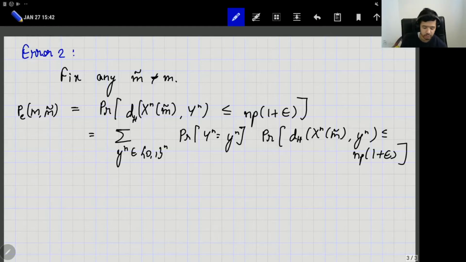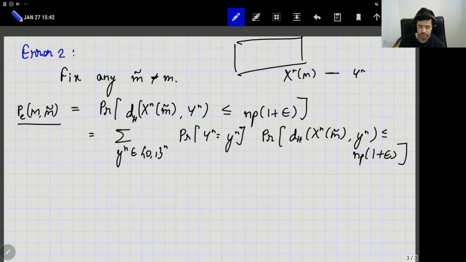So let me denote pe of m tilde as the probability that xn of m tilde lies within a distance of np times 1 plus epsilon to the received sequence, when it was actually xn of m which was transmitted. So you transmit xn of m and get yn.